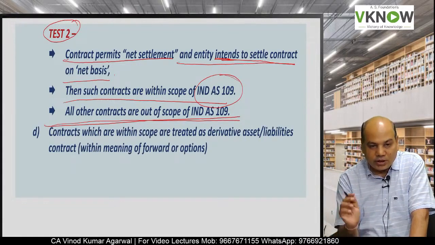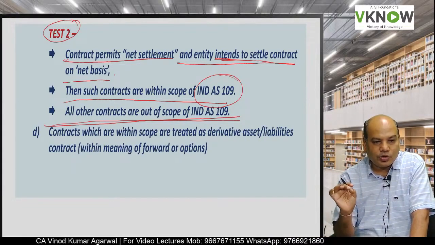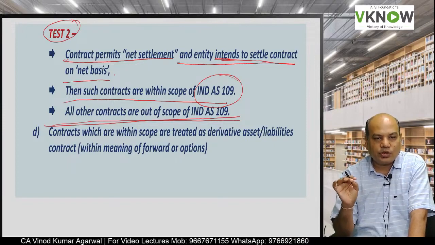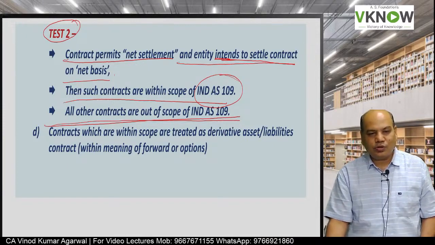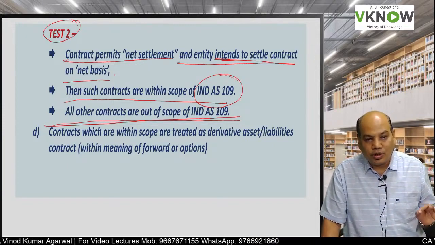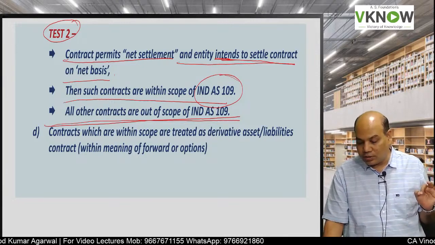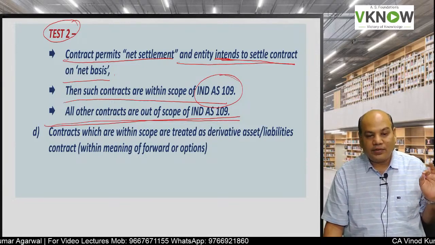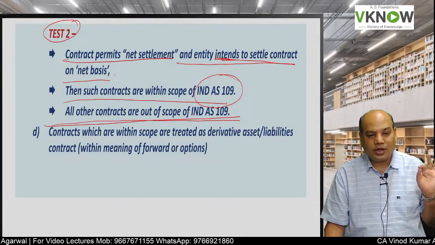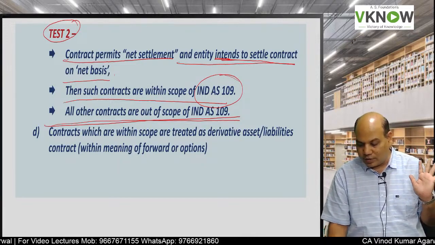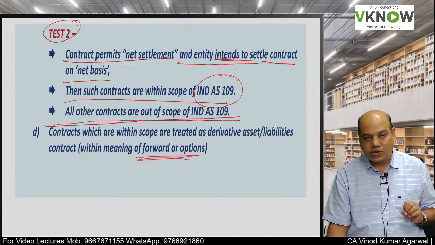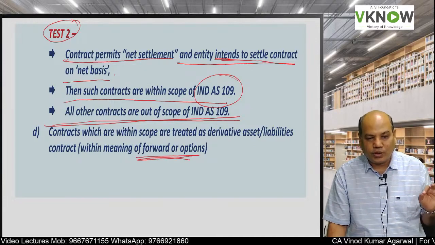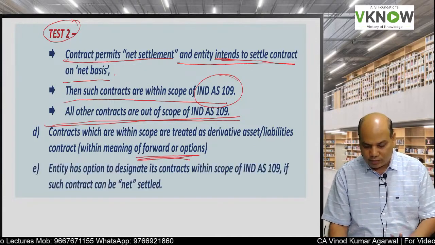Then what will be the treatment of such executory contracts which come under the scope of IND AS 109 or IND AS 32? This kind of contract will be treated as a derivative contract, a derivative asset or a derivative liability, which means they will be treated like a forward, future or option contract.